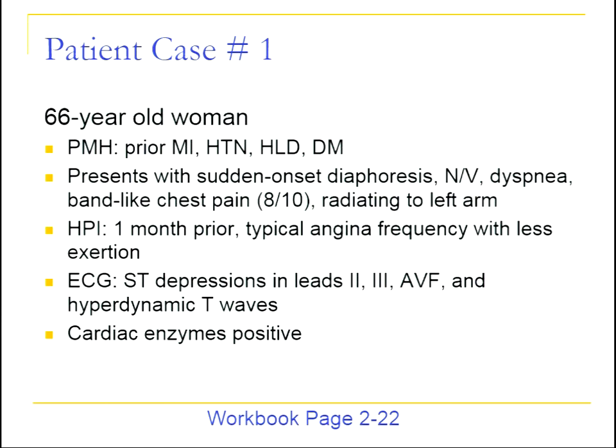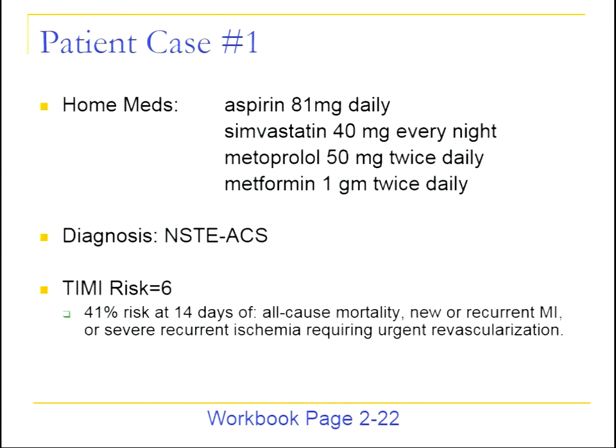She has had a month prior her typical angina, but it's increased, or it's not brought on by much activity. So there is a change in her stable ischemic coronary symptoms. And her EKG shows that there is ST depression in leads 2, 3, and aVF. And then her troponins are positive. So what does this lady have? A non-STEMI, correct. She's on aspirin, Zocor, metoprolol, metformin at home.